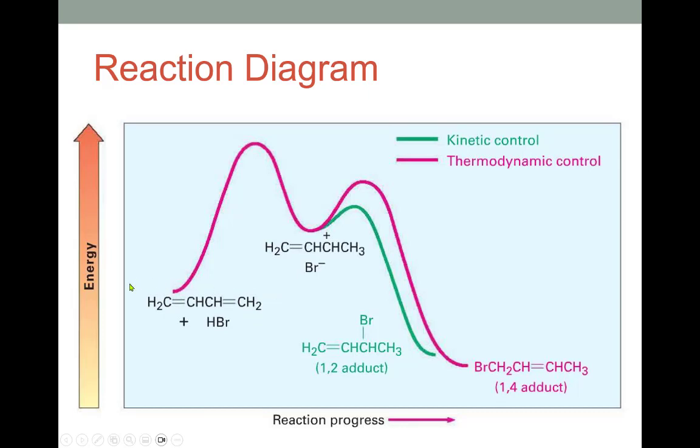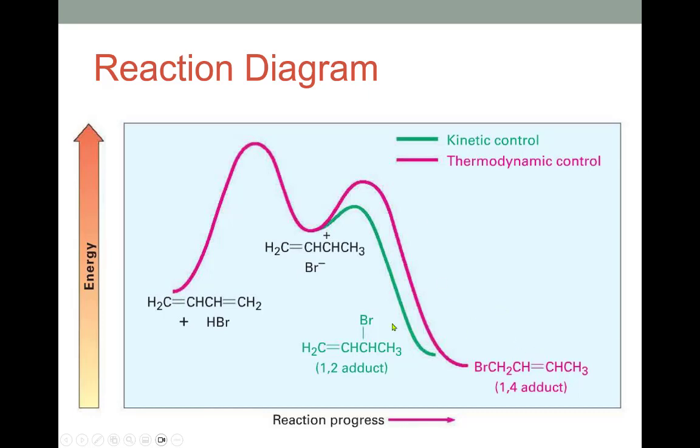Our starting materials have a certain amount of energy. We go through that initial step to form our intermediate carbocation. And then at low temperature, we would just follow the green line here to form this low energy 1,2 product. If we have enough energy, a higher temperature, to get over this secondary reaction pathway, the pink one, we can form the 1,4 adduct. If we're not careful, the reversibility comes here that we could push back over this bump and get back here, and then potentially go down the other path.